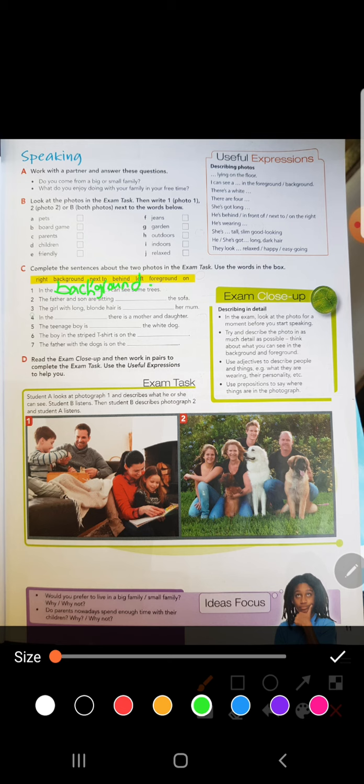Okay, number 2, the father and son are sitting where? On the sofa. So please, students, I left this exercise as homework. Please send back your answers to me.